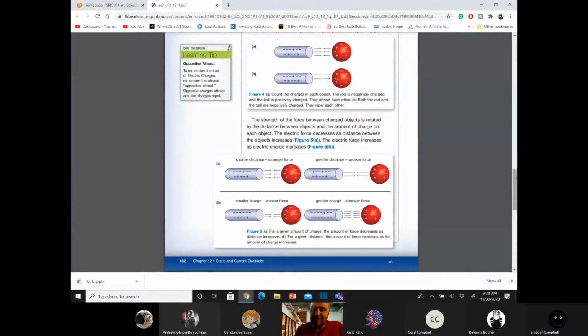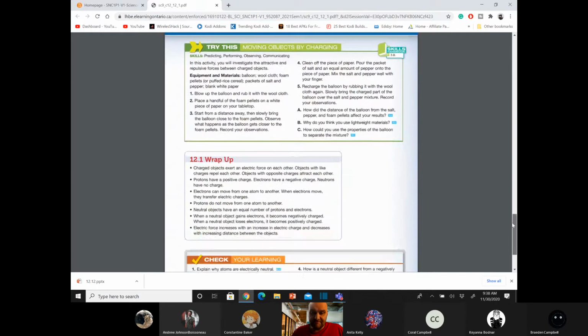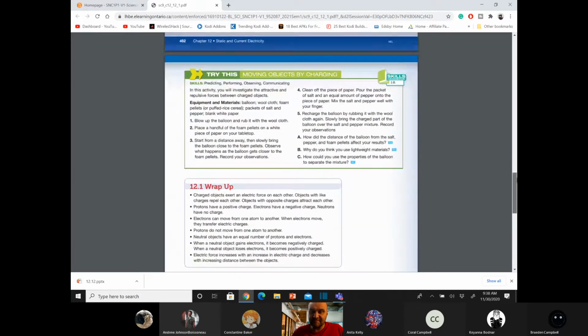The strength of the force between charged objects is related to the distance between objects and the amount of charge on each object. The electric force decreases as distance between the objects increases. The electric force increases as charge increases. So the closer they come together, the more they're going to repel each other. It's kind of like taking two magnets. There's a positive and a negative end to a magnet. So if you put the negative ends together, put them closer together, they're going to start to repel. Yeah, that's pretty much it for that.